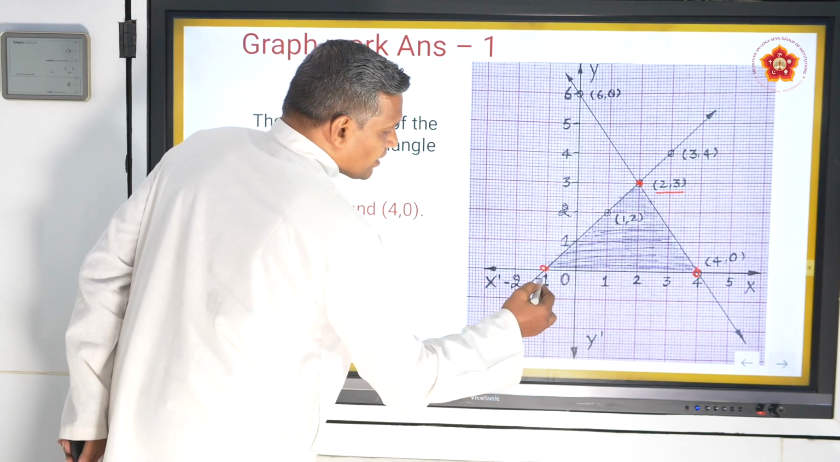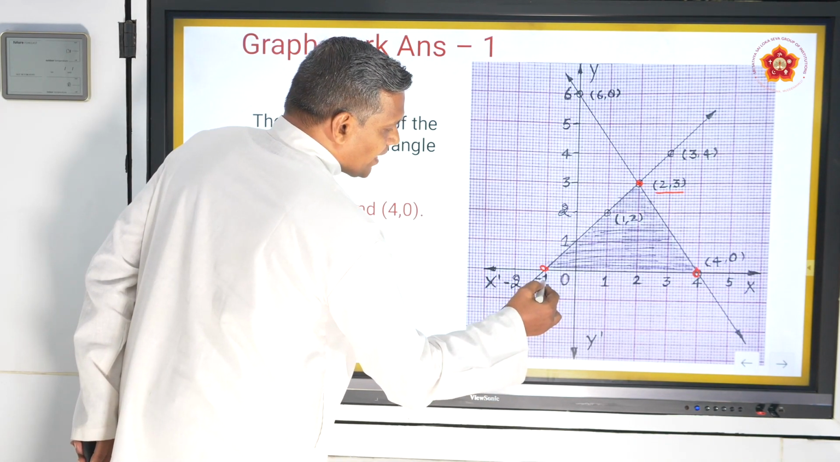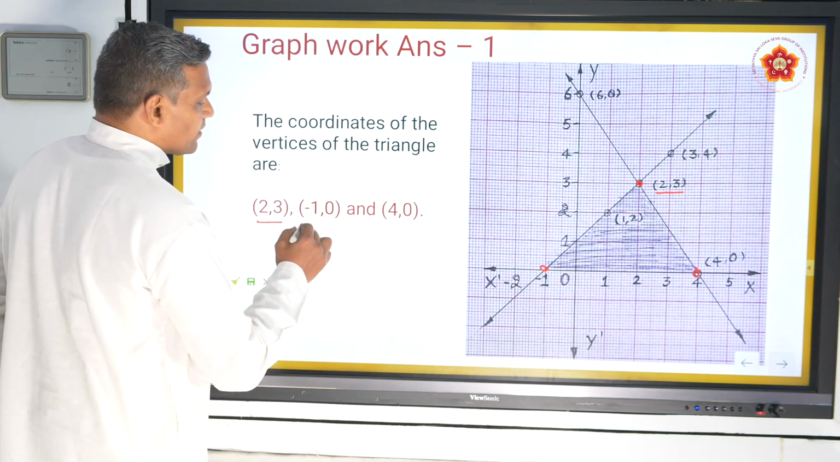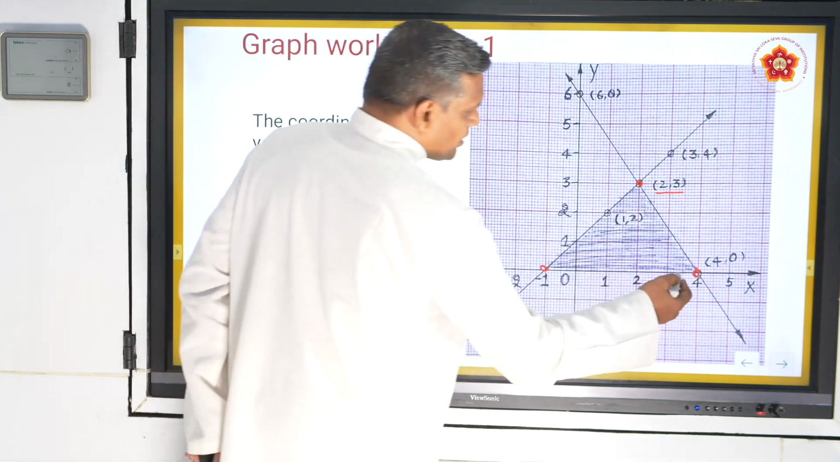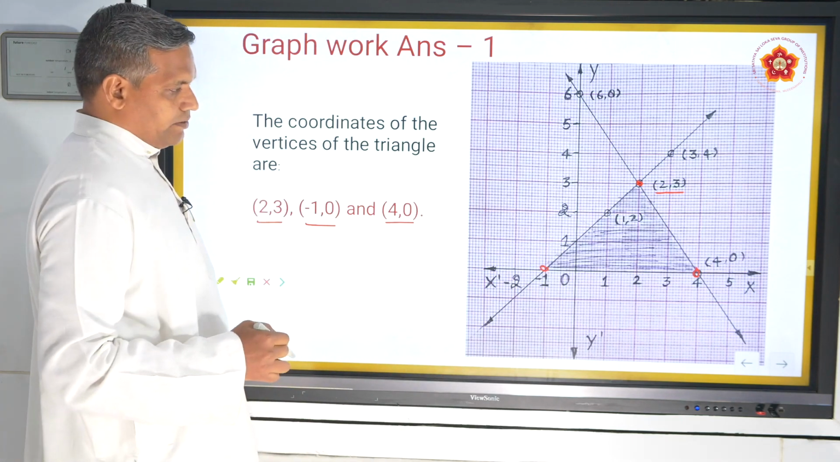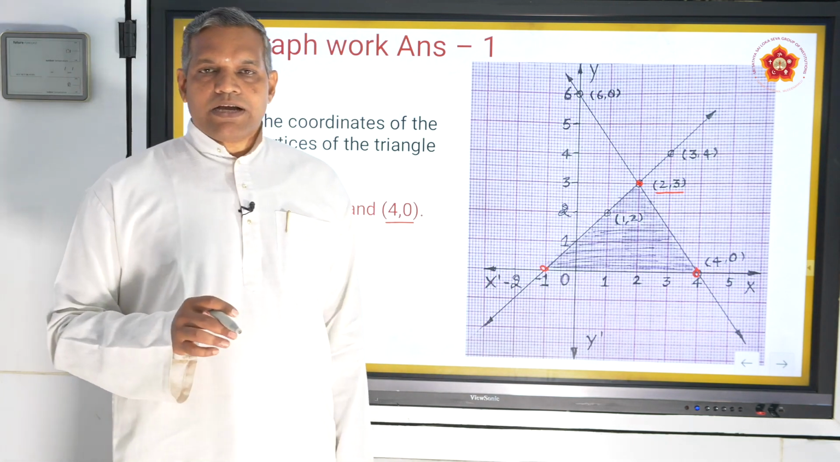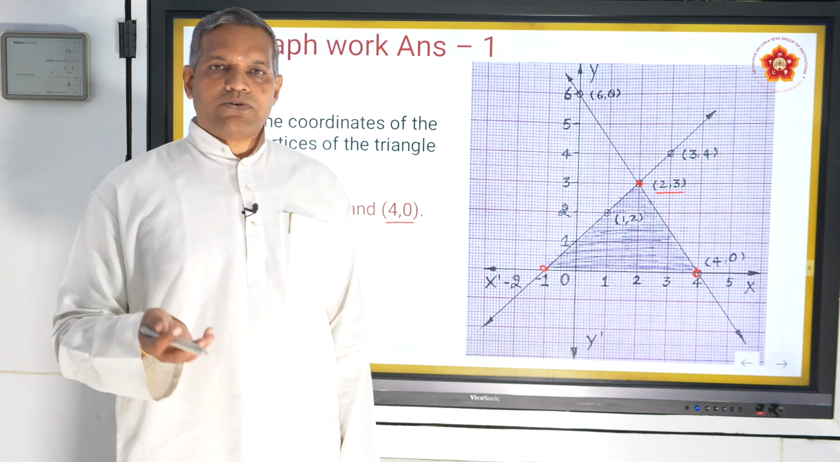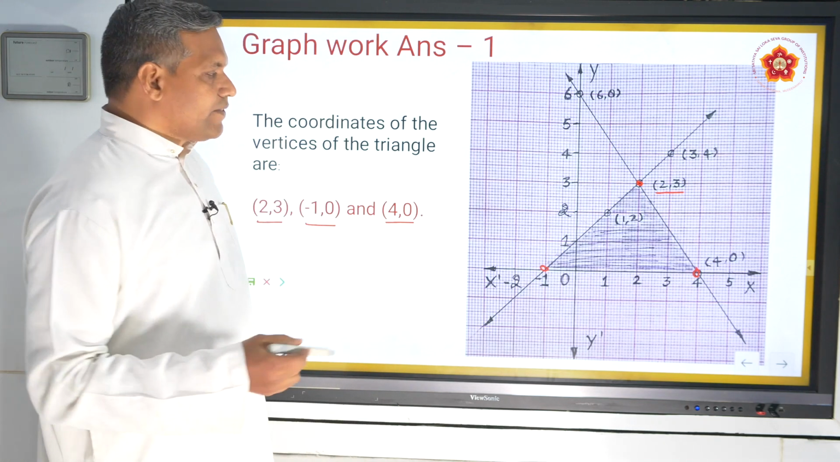Come back here. What are the coordinates? Minus 1, 0. So minus 1, 0 is the second coordinate. And go to the third one. It's obviously 4, 0. 4, 0 is the third coordinate. That never finishes your job. You require to do one more thing. What is that? Good. Shading of the triangle.